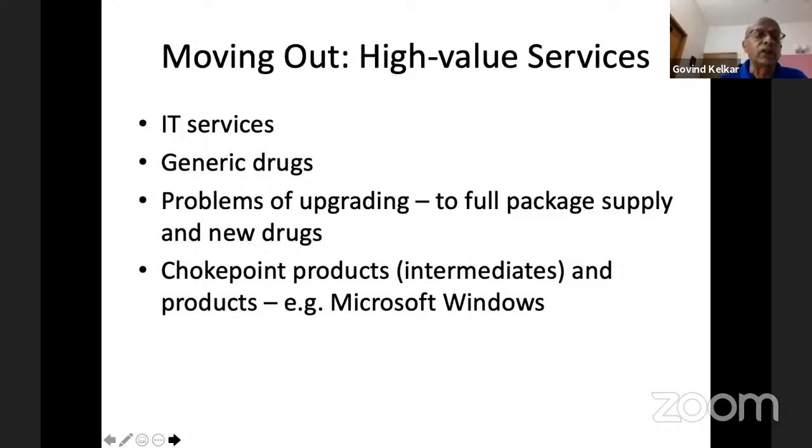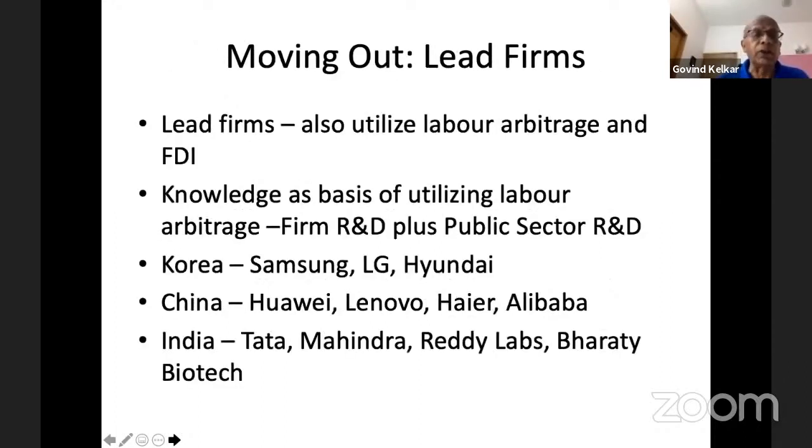And also within this, you can utilize the importance of certain what are called choke point products, intermediates that become very important. These are not final products like Microsoft Windows, which is there on virtually every PC used around the world. So these are the main areas one may take up in order to move out of middle income status. But in doing that, you need to develop lead firms which will be able to push forward this agenda of knowledge as the basis of the value chain.